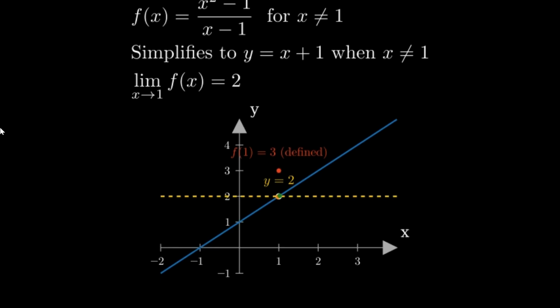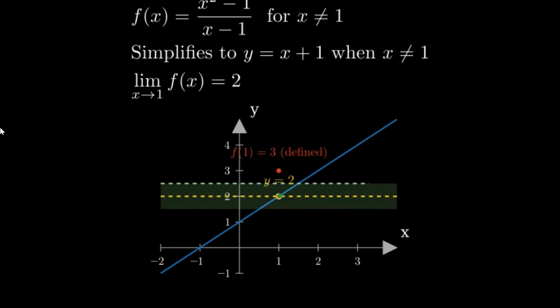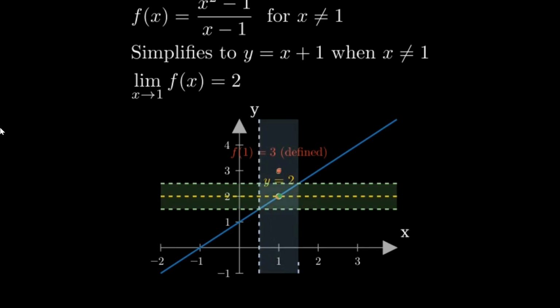The limit as x approaches 1 of f of x is 2, even if f of x is not defined at 1. To make this visual, let's draw a horizontal band around L equals 2. Think of its half thickness as epsilon. If I choose epsilon equals 0.5, I can find a vertical band around x equals 1 of half width delta, so that whenever x stays inside that vertical band, the curve's y value stays inside the horizontal band. For the line y equals x plus 1, choosing delta equal to 0.5 works.